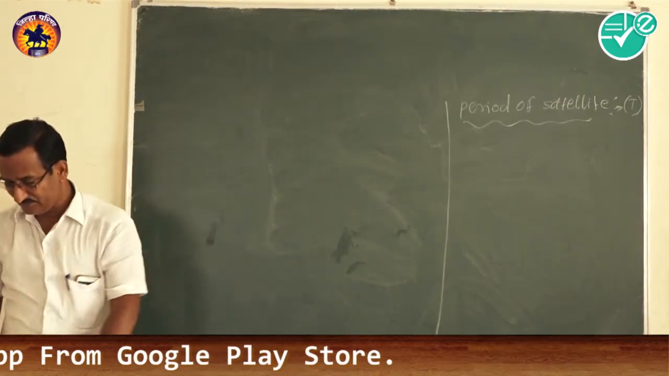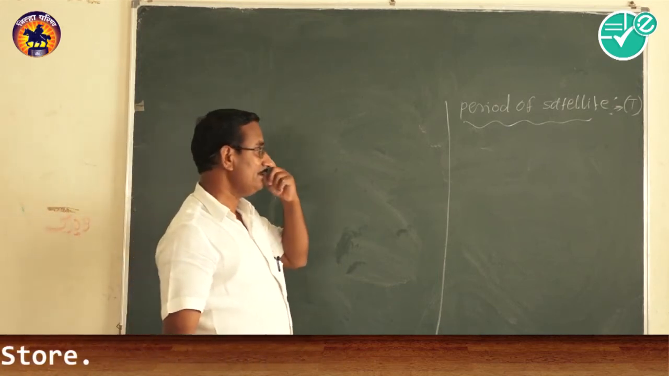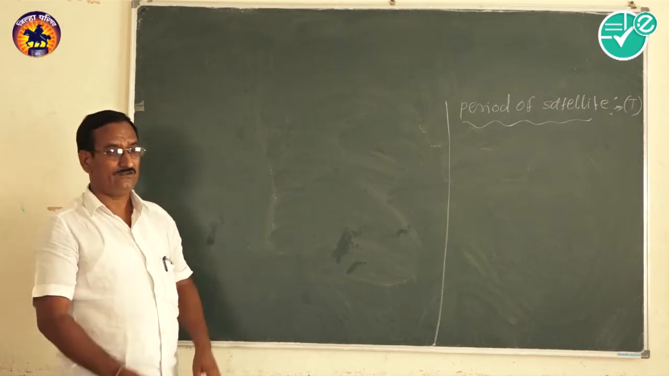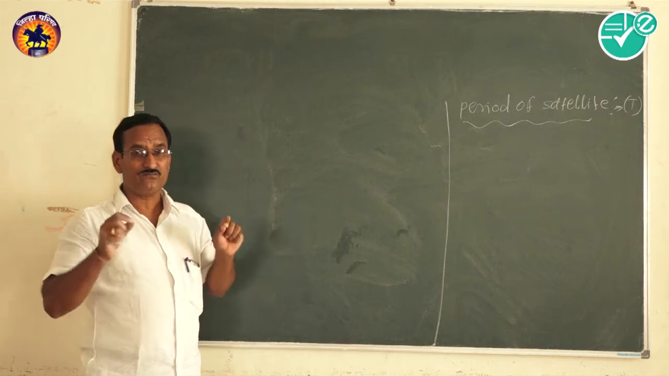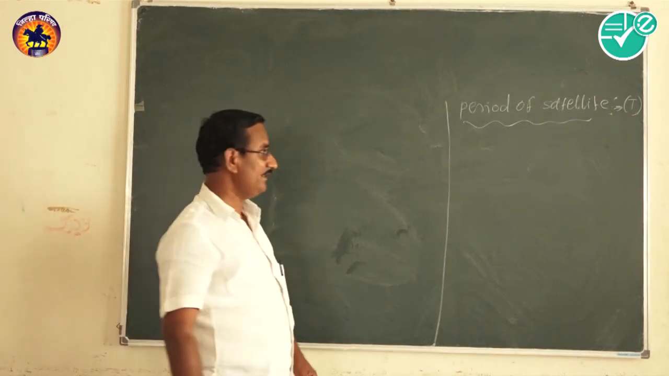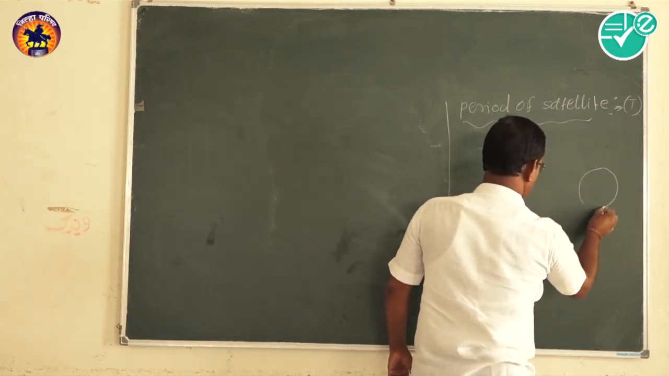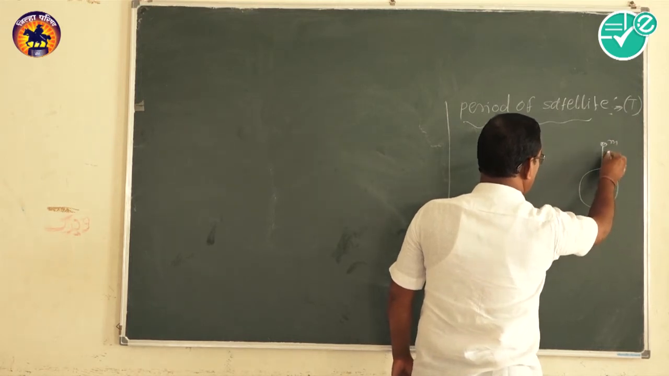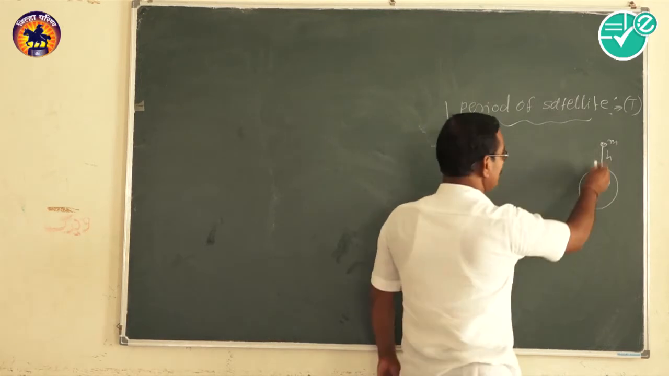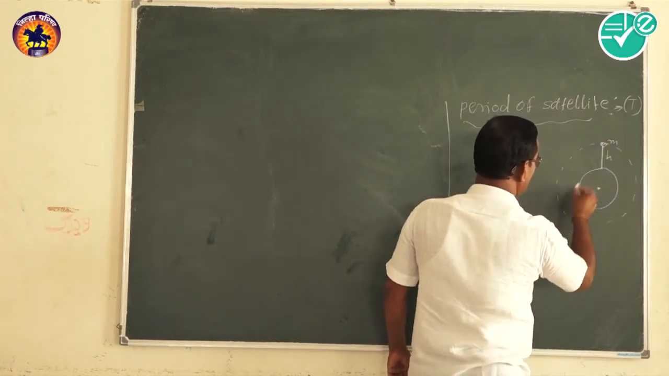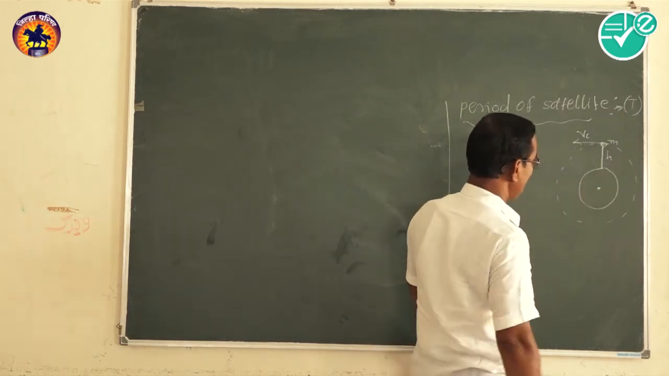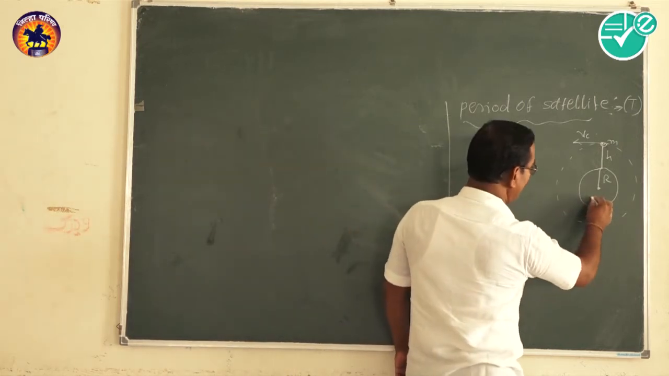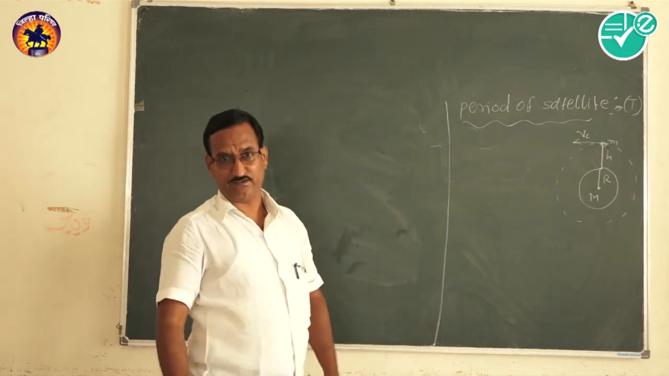When a satellite revolving around the earth completes one revolution, what is the period of that satellite and what is the equation for the period of revolution? Again, we consider the earth and a satellite of mass small m, which is revolving around the earth at height h with a critical velocity vc. Let capital R be the radius of the earth and capital M be the mass of the earth.